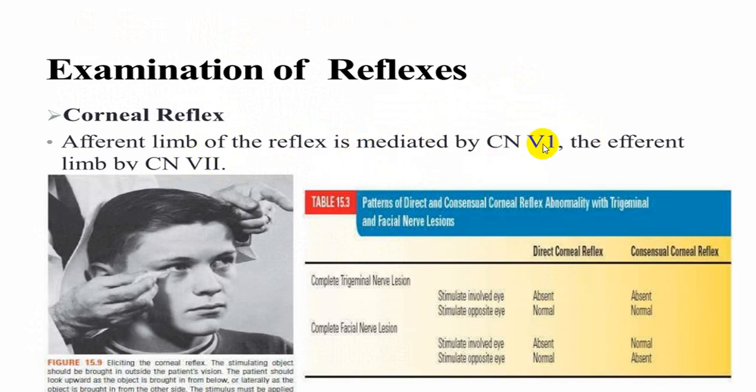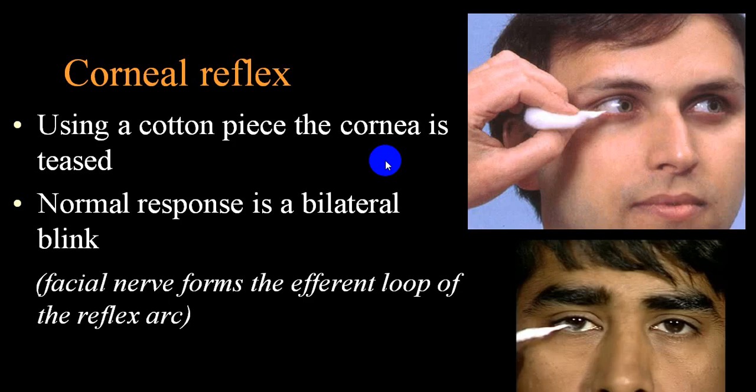Sorry, this is fifth. The afferent limb will be fifth. So fifth division one, that is what we call the ophthalmic division, will be supplying the cornea and conjunctiva. And the efferent pathway will be the seventh cranial nerve. So this is the conjunctival reflex, this is the corneal reflex.